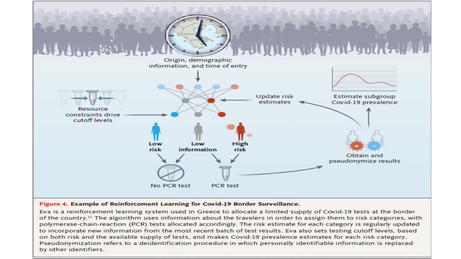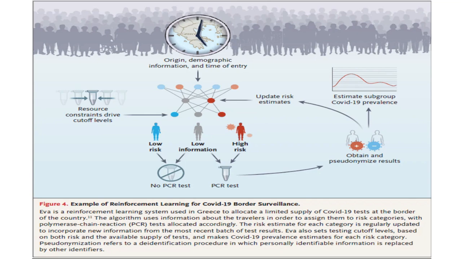It looked at the origin and the demographic information. You had to fill out a questionnaire, your time of entry, and it determined if you're low risk, high risk, or if you had provided too little information. If you were low risk, you didn't get tested. High risk got tested, and the low information group was dependent on PCR ability.